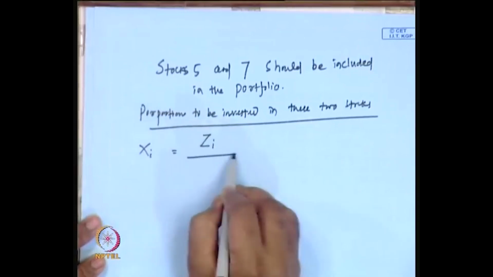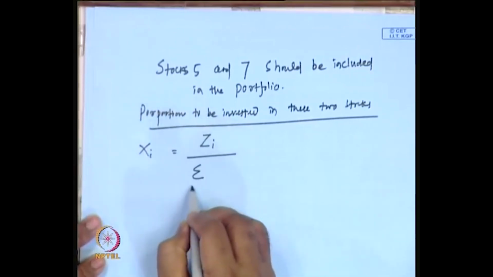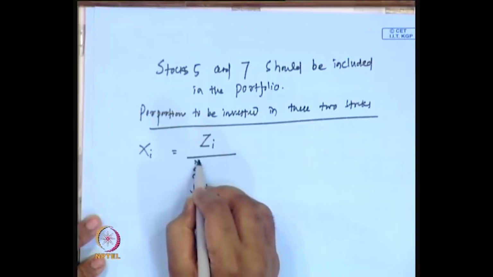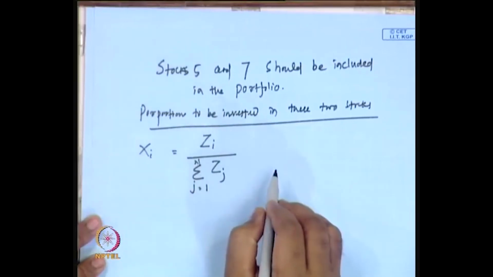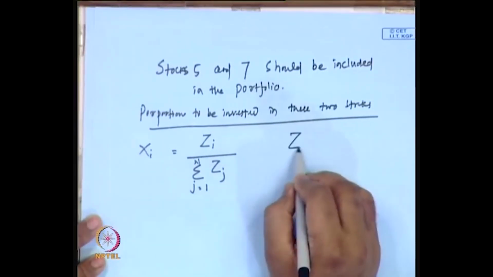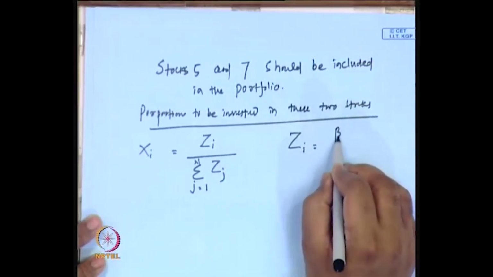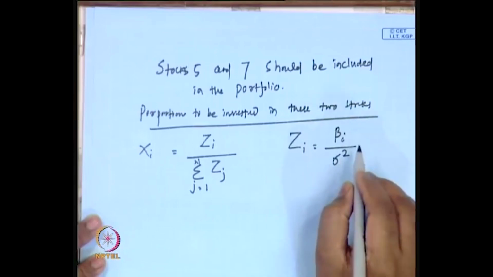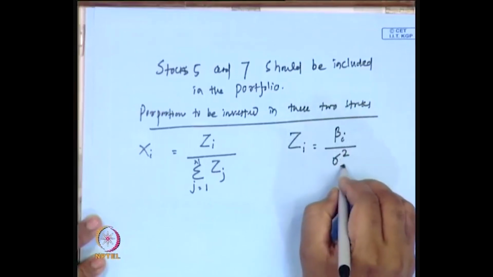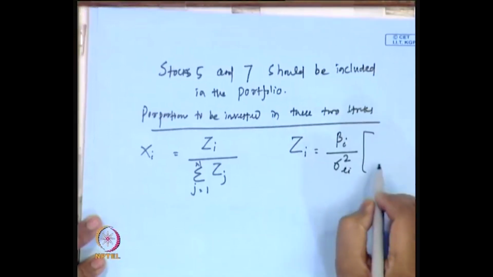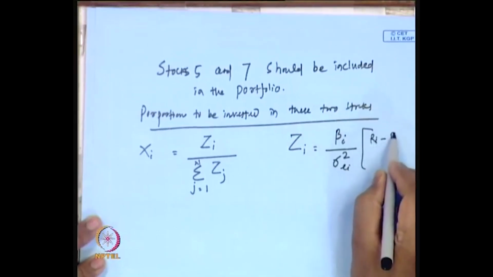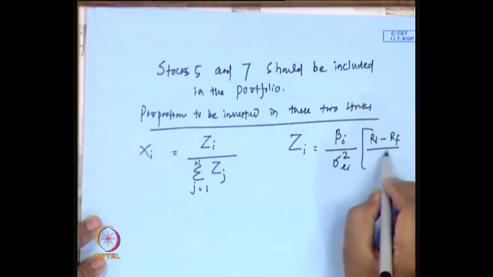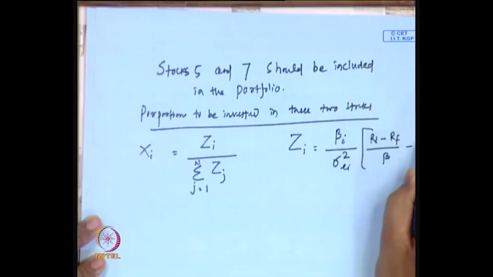He said X_i is equal to Z_i divided by the summation of Z_j, for j equal to 1 to n. And what is this Z_i? Z_i you have to calculate in this way: your individual beta divided by the unsystematic risk, that is, the ratio of systematic risk to unsystematic risk, multiplied by the excess return to beta minus the cutoff rate. So, this is your excess return to beta minus cutoff rate.